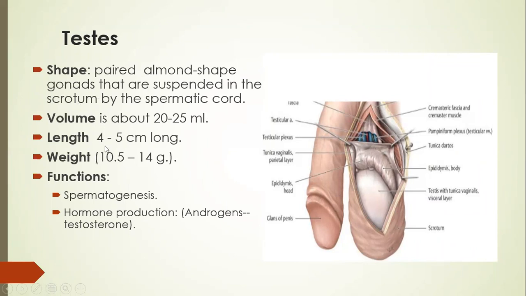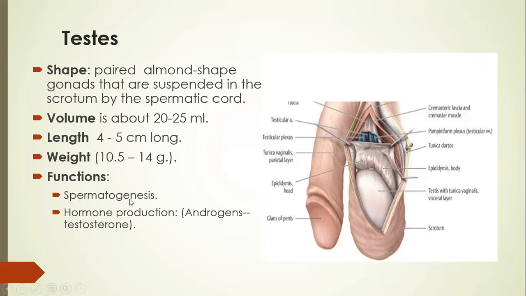What is the volume of the testis? It is almost 20 to 25 ml, because the sperms will be in a fluid within which they will be moving, and they'll be nourished in the testis. So that's why it is measured in volume. The length of the testis is almost 4 to 5 centimeters, and the weight is very little, just 10 to 14 grams.